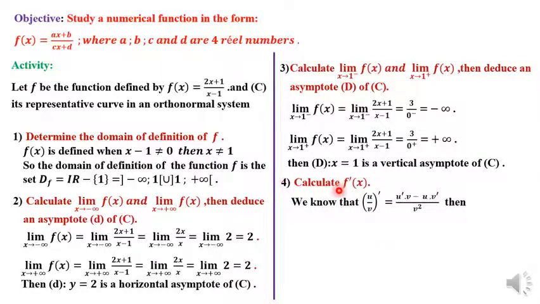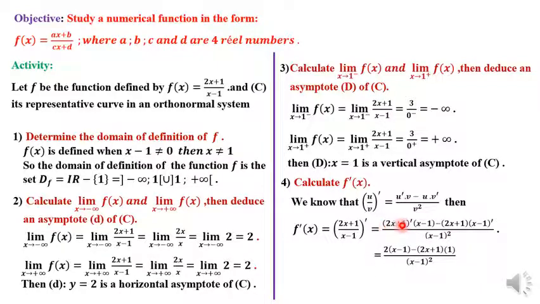4. Calculate f prime x. We know that the derivative of u over v equals u prime v minus u v prime over v square. This is an old rule. F prime x equals 2x plus 1 over x minus 1, prime. We apply this rule. We take u equals 2x plus 1 and v equals x minus 1. We apply this rule, we obtain u prime v minus u v prime over v square.